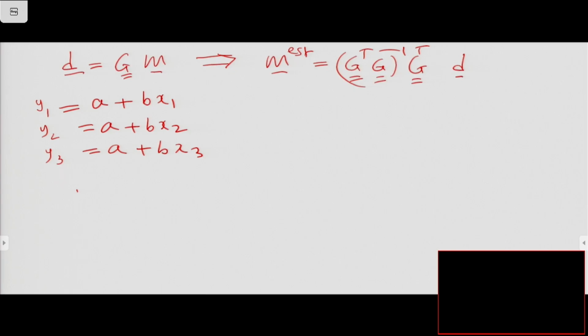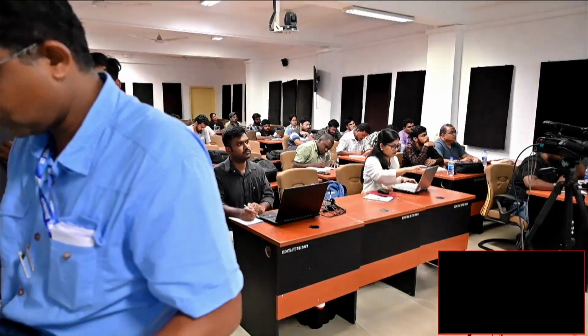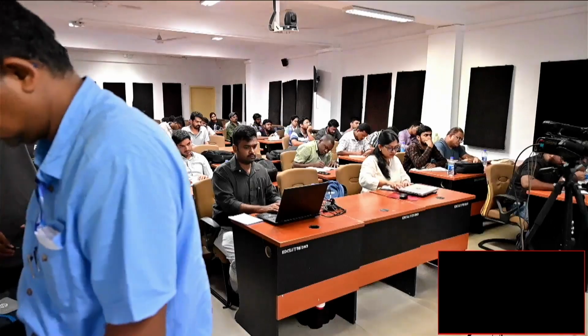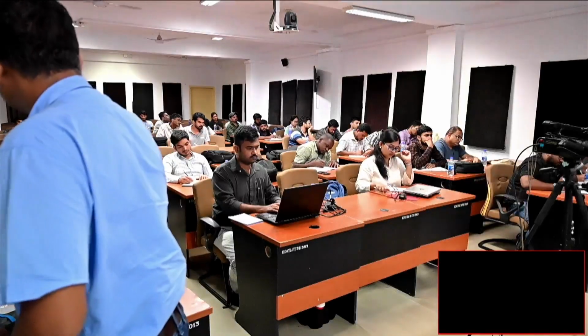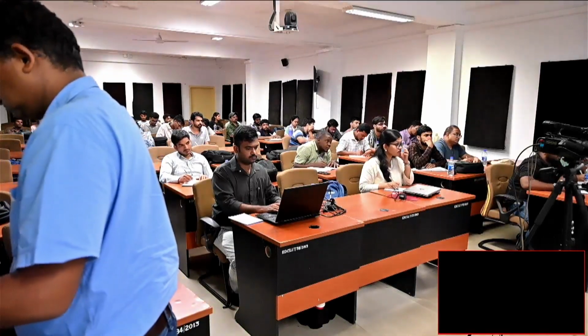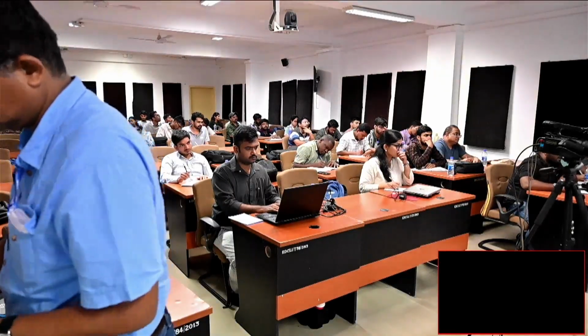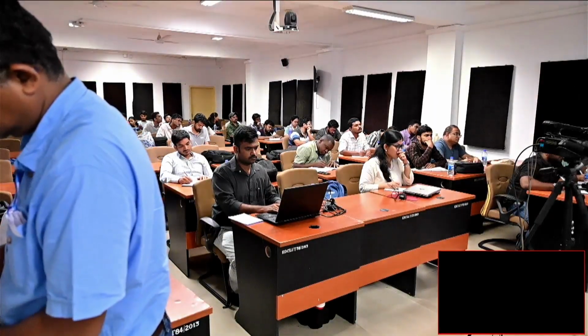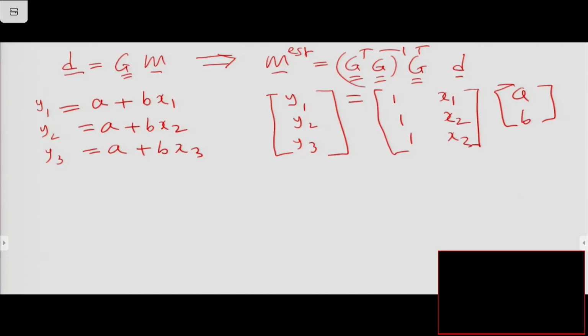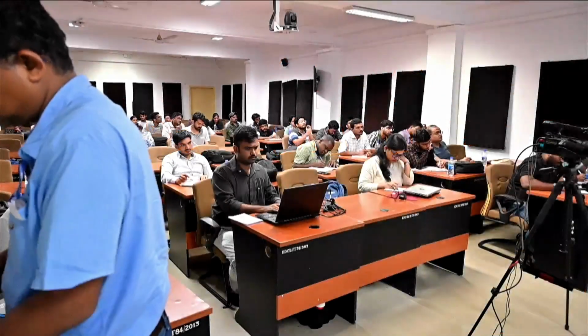Okay. So here I can write this as a column vector y1, y2, y3. This is equal to, then on this side I can write a and b, and then in the matrix I have 1 x1, 1 x2, 1 x3. Is this clear? So that's your G matrix.